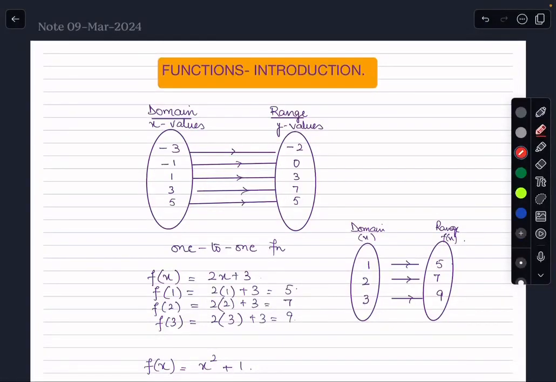The third chapter that we are going to start today is functions, and the first topic, the first video, is obviously going to be the introduction on functions.